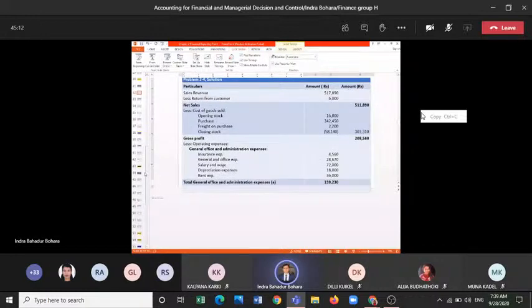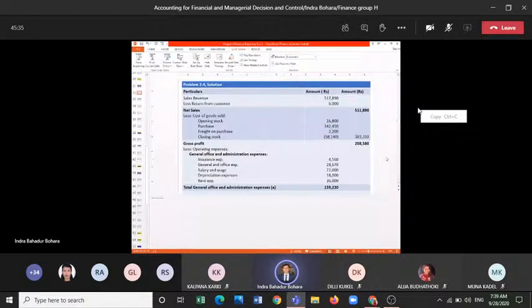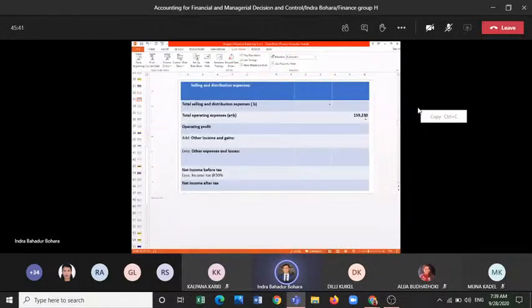In the next slide, selling and distribution expense is 0, so total operating expense is 1,59,230. Now you deduct and you find out the operating profit. Operating profit is gross profit minus operating expenses. We calculated gross profit 2,08,580, and subtract 1,59,230, which we already calculated. The operating profit is 49,350.